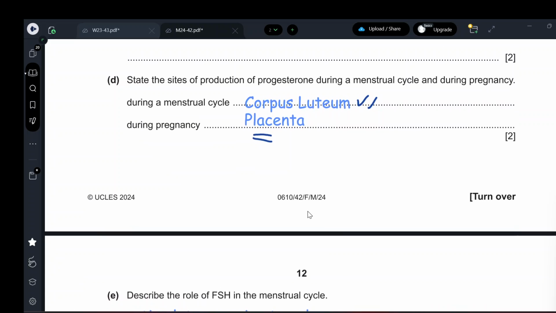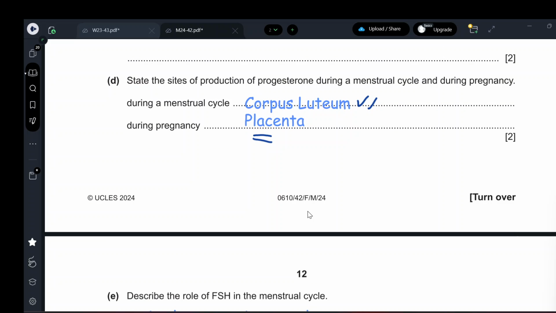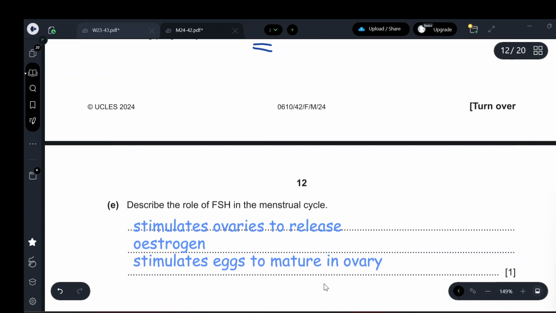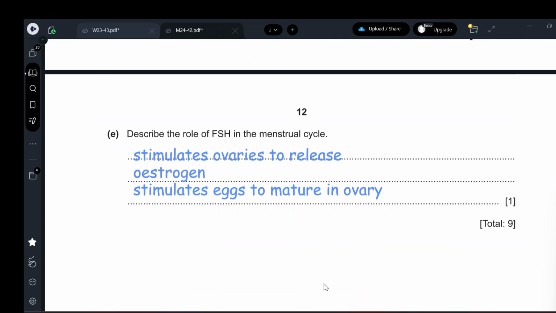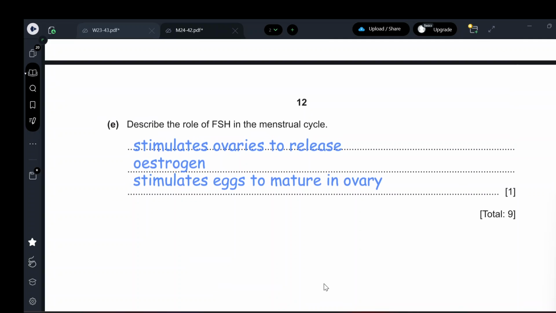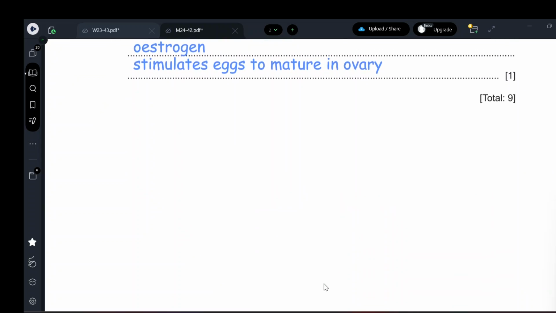Describe the role of FSH in the menstrual cycle. FSH in the menstrual cycle. What does it do? It stimulates the growth of the egg cells, and it stimulates the ovaries to release estrogen. Okay? So it stimulates the ovaries to release estrogen, and stimulates the growth and the maturation of the egg cells to prepare them for ovulation.